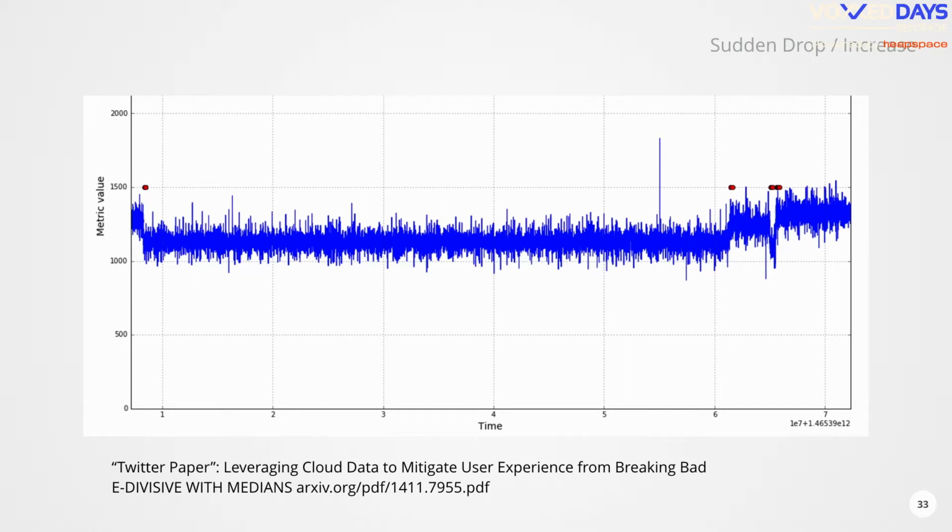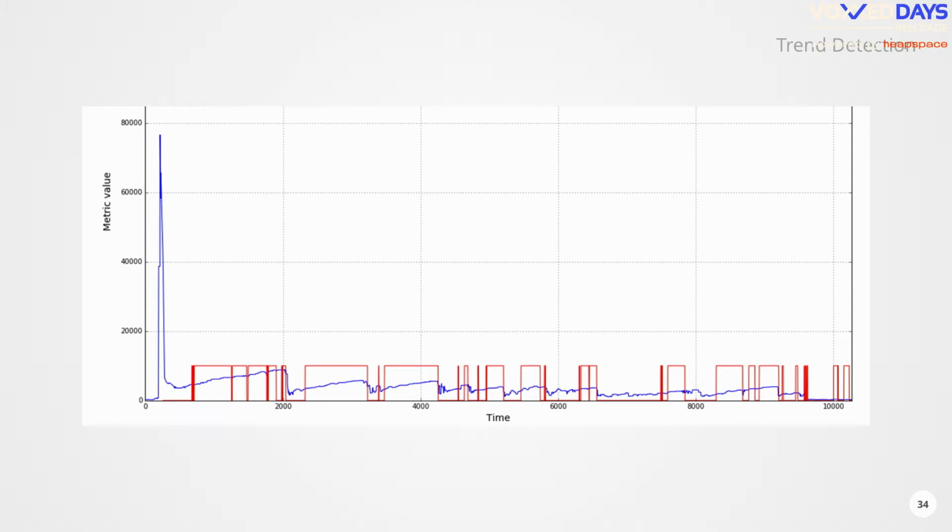You can consider this good or bad, depends on how you look at it. And the algorithm we use here is the e-devices with medians. It's the Twitter paper, because Twitter made it popular to detect trends in data. We also have trend detection built in.